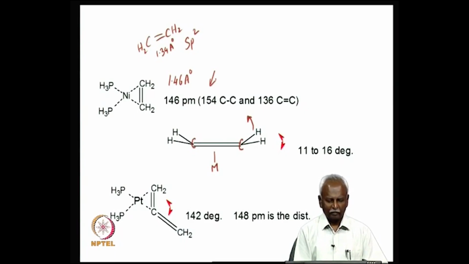Now, if you have a cumulene where you have 2 double bonds consecutively, we are talking about systems like this, then the central carbon is sp hybridized.